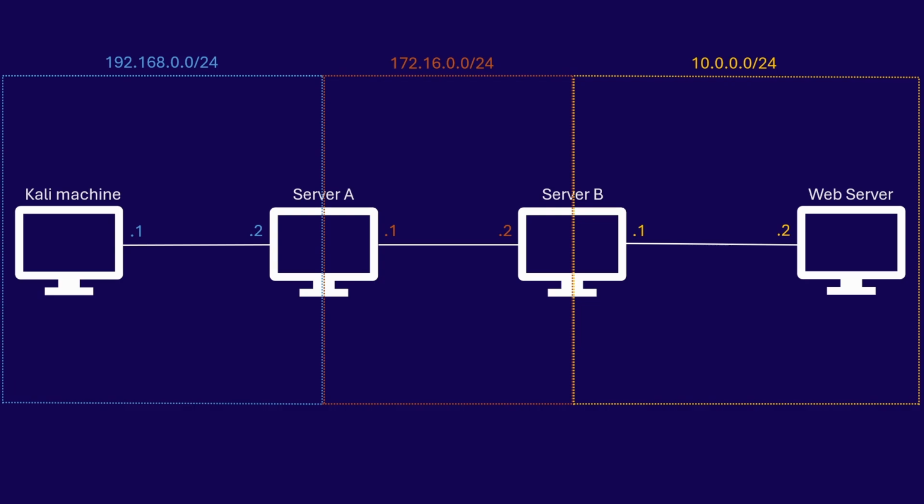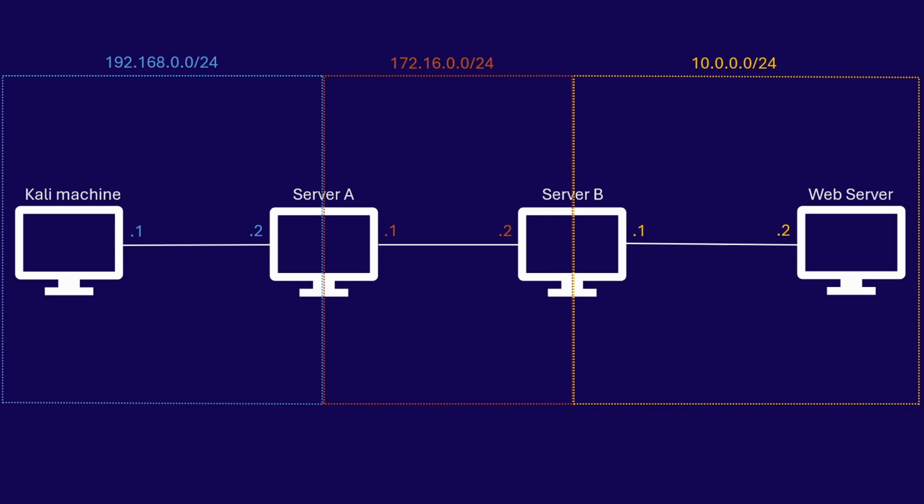Now here's a problem. You cannot simply type http://10.0.0.2 into your Kali browser because you don't have direct access to the web server network. And I probably don't need to convince you that enumerating a web server without a browser is not a simple task. But there is a way to handle this, and it's called local port forwarding.